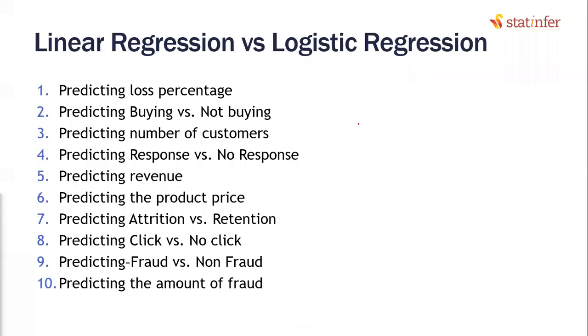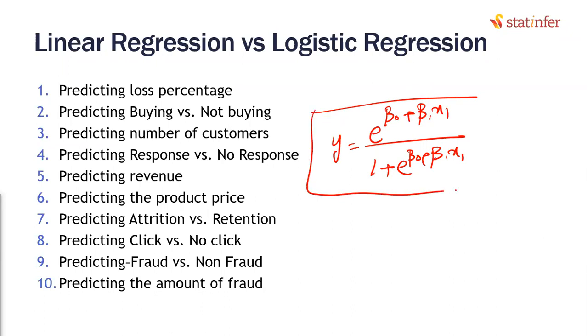The logistic line equation is y equal to e power beta naught plus beta 1 x1, divided by 1 plus e power beta naught plus beta 1 x1. This is the simple logistic regression line equation, where you have only one variable that is predicting the target variable y. But in real life, we know that it's not just one variable that will impact the target variable. A customer buying or not buying, a customer responding or not responding, will not simply depend on one variable. They will depend on several variables.